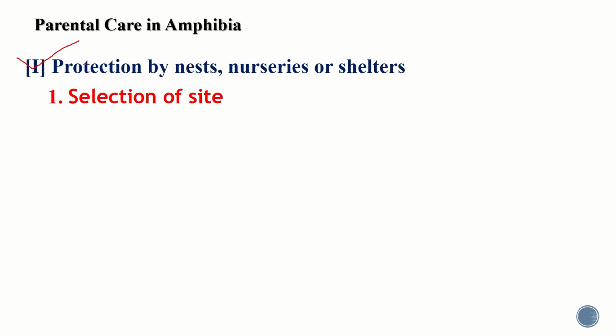The first step is protection by making a nest, nurseries or shelter. In the second step, they can care for their eggs or the larvae by directly carrying the eggs or the small larvae, by one of the parents. That is the second step.